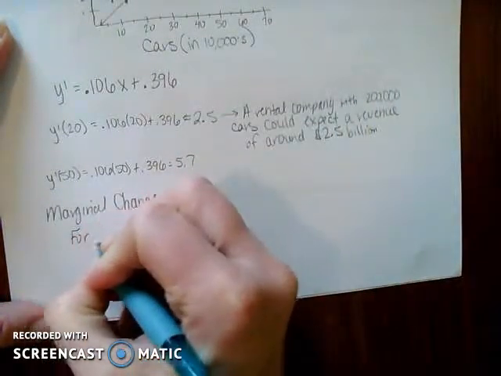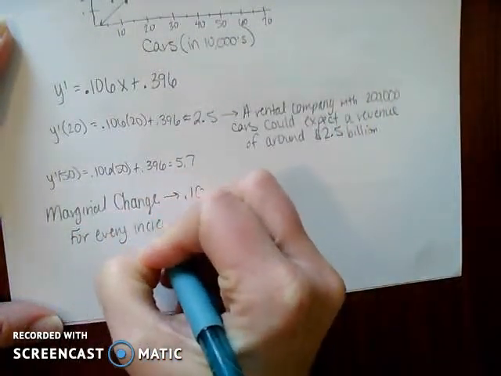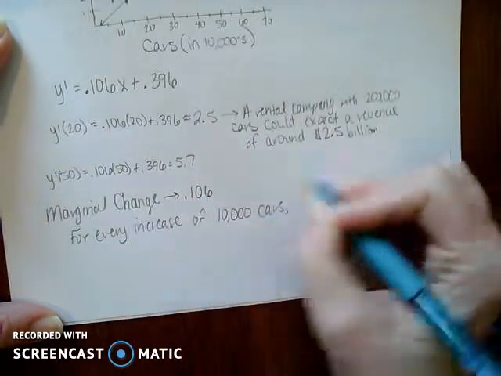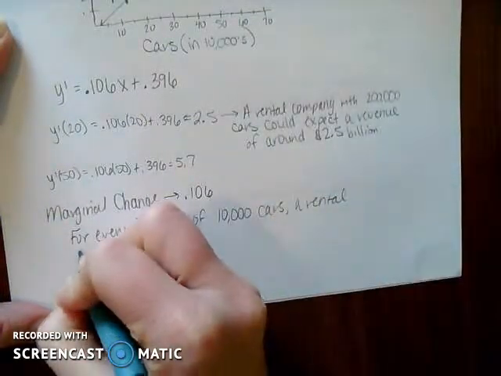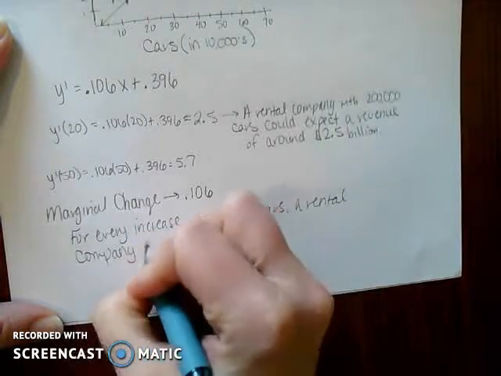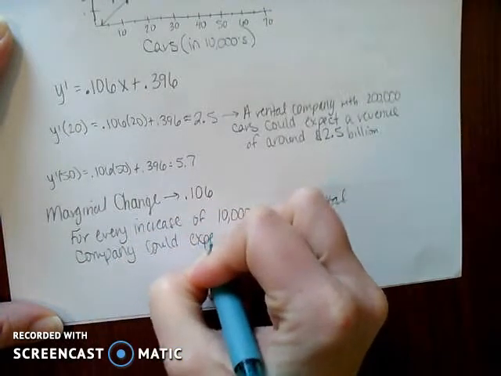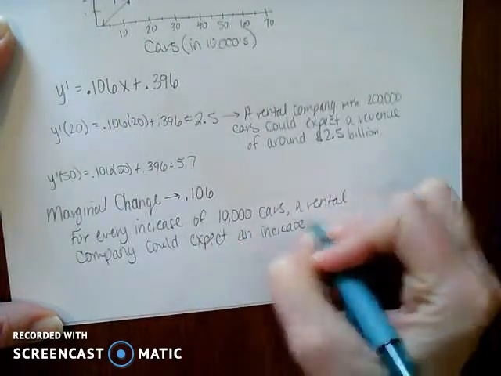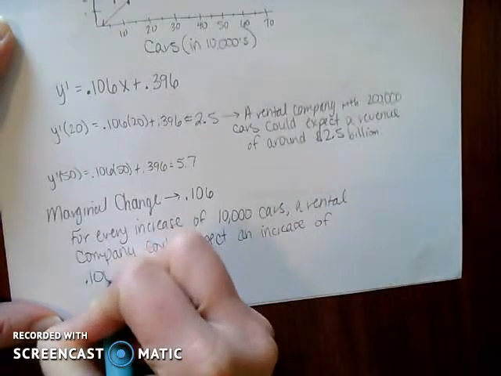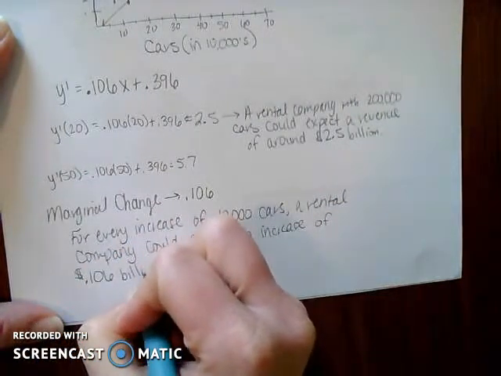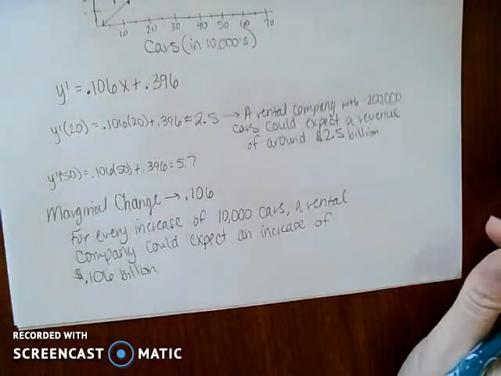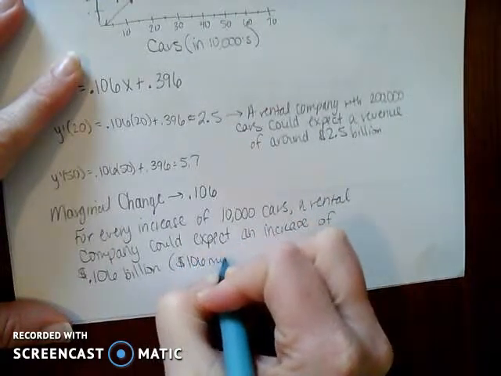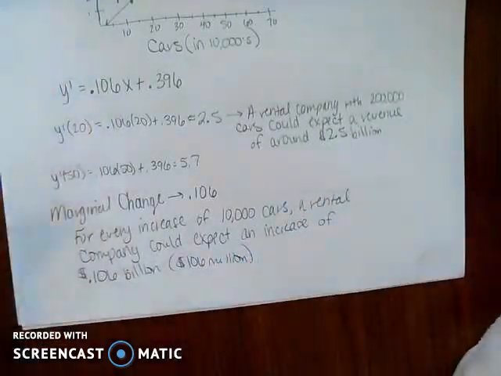So for every increase of 10,000 cars, a rental company could expect an increase of $0.106 billion. Now, $0.106 billion doesn't mean a whole lot to me, so I would probably change that to 106 million, just so it makes more sense, but that's what it means, okay?